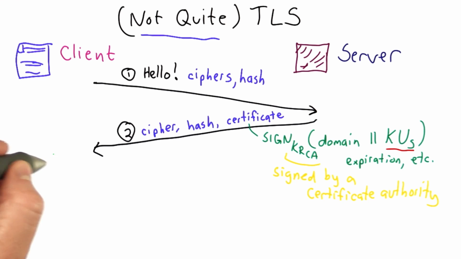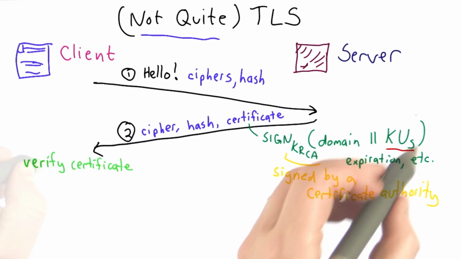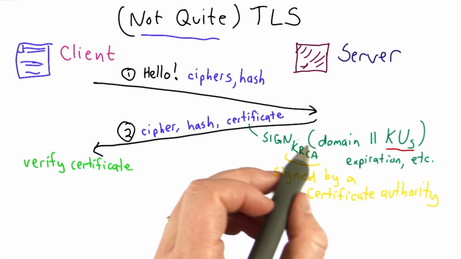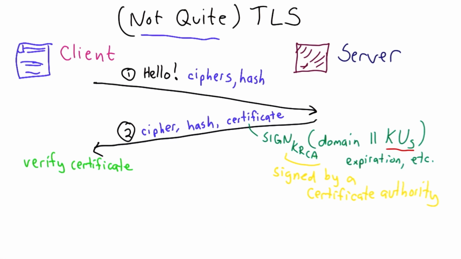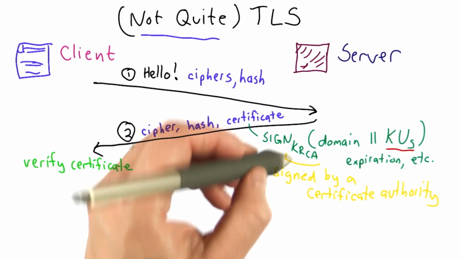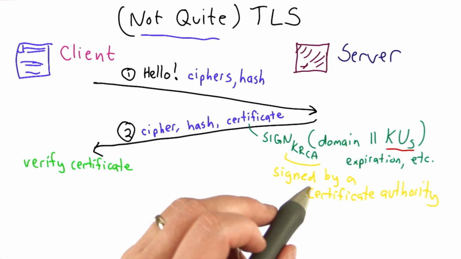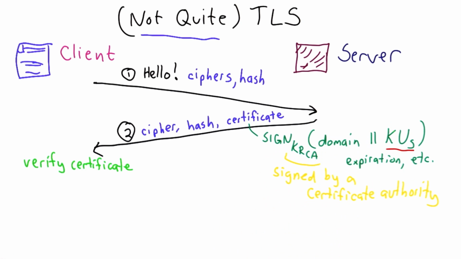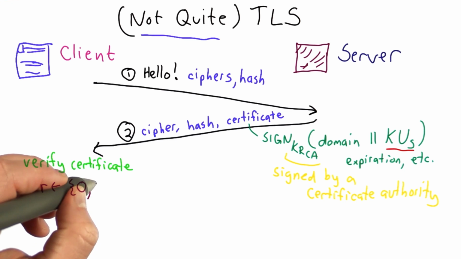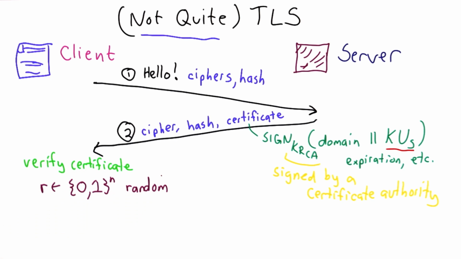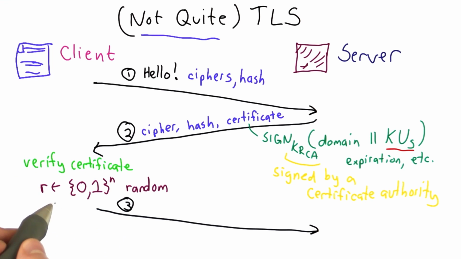The next step is for the client to verify the certificate. Since the certificate is signed by the private key of some certificate authority, that means the client needs the corresponding public key to verify the signature. The client also extracts the public key from that certificate. The next thing the client will do is select a random number, some random value that will be used to generate the session key. So in the third step, the client wants to send back that random value to the server, but in a way that's secure.